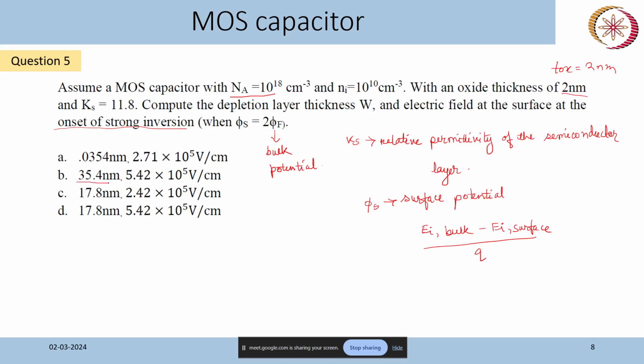So there is only one option with this answer. So this might be the correct answer. But let's calculate the electric field also, so that we confirm that this is the correct answer.